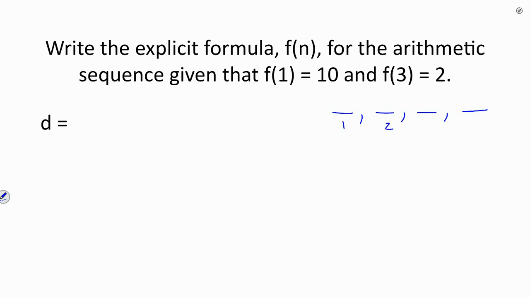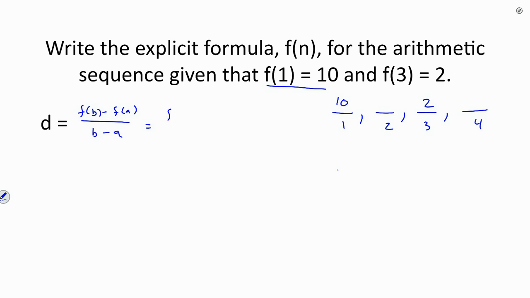So term 1, 2, 3, and 4. So according to the problem, f of 1, my first term here is 10. So I'm going to plug in 10. F of 3, my third term is 2. So what this tells me is my first term is 10, my third term is 2. And so I'm going to find the formula. Now, I've already got my first term, so I don't need to go looking for that. But I do need to go looking for my common difference. So I'm going to use the formula. I'll write it over here. F of b minus f of a over b minus a.